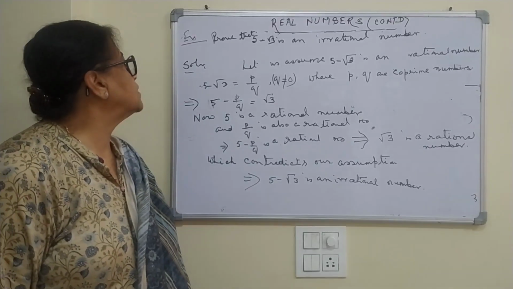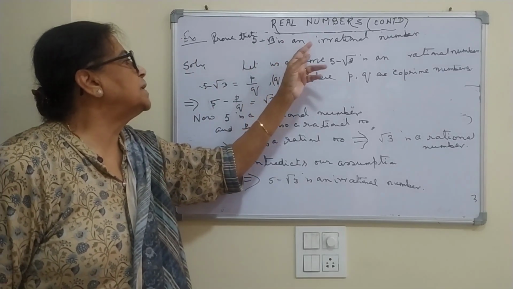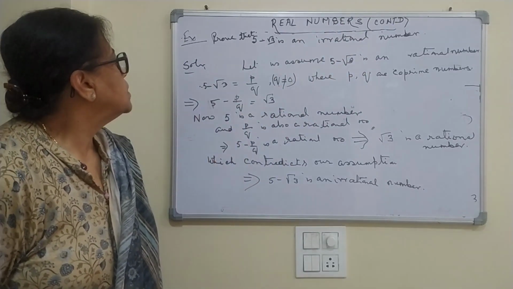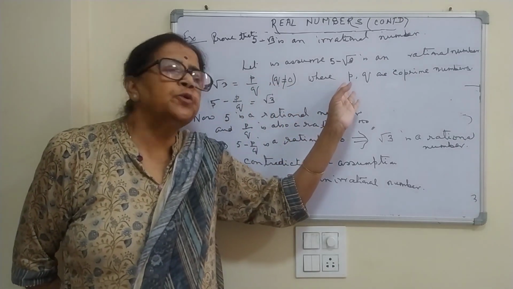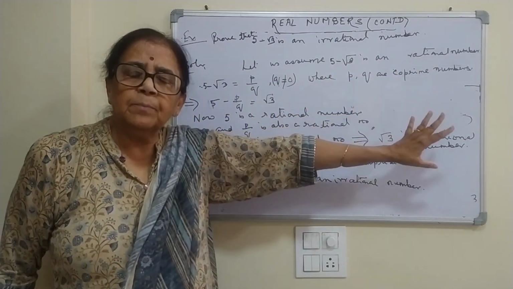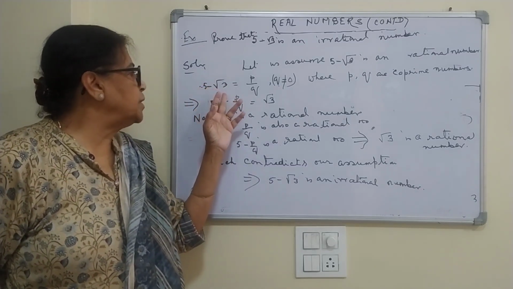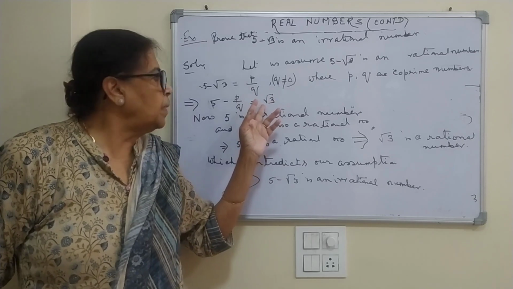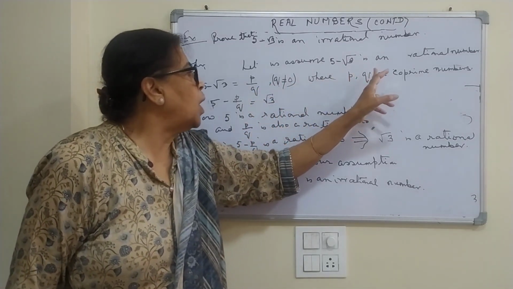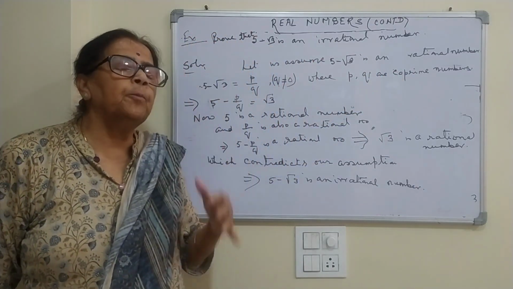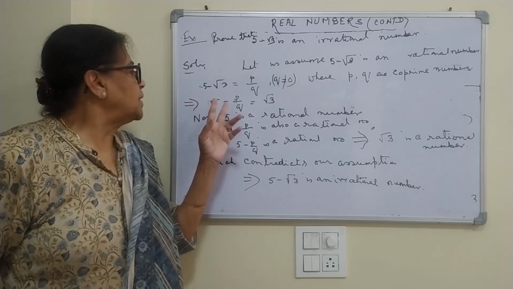Another exercise I give you, that is prove that 5 minus root 3 is an irrational number. So now let us assume that 5 minus root 3 is a rational number. That means 5 minus root 3 is equal to P by Q form, where Q not equal to 0, and P and Q are co-prime numbers. What do you mean by co-prime? They don't have a common factor. So I can write this way.